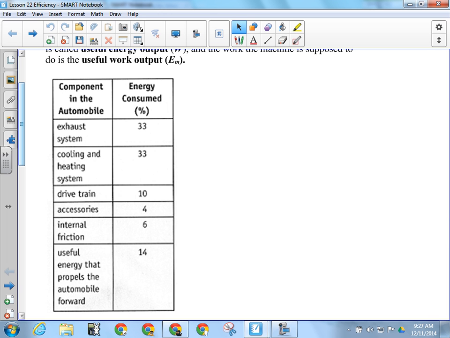So it gives you some idea here, guys. We take this for granted. We accept this efficiency. Would you go to the doctor if he was only right 14% of the time?